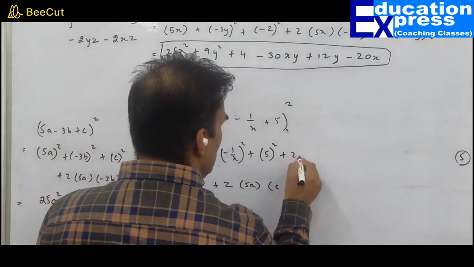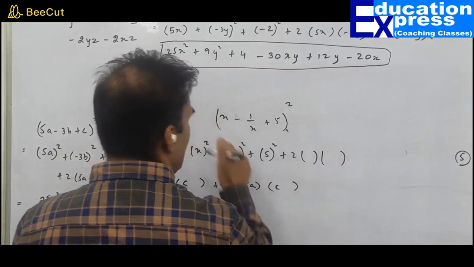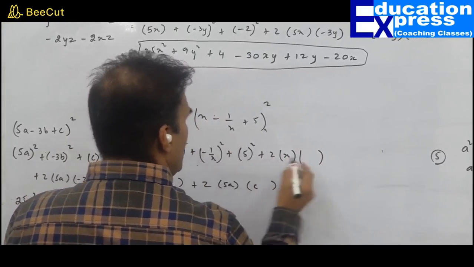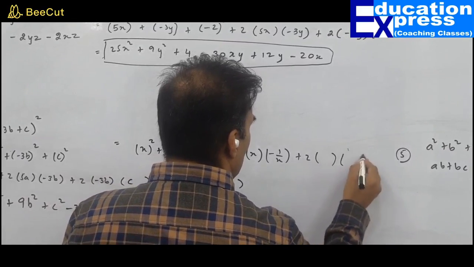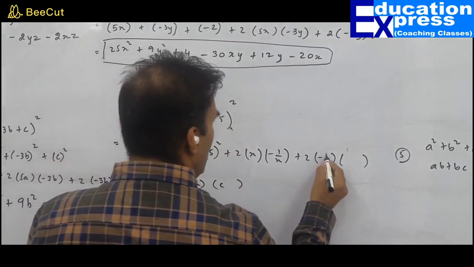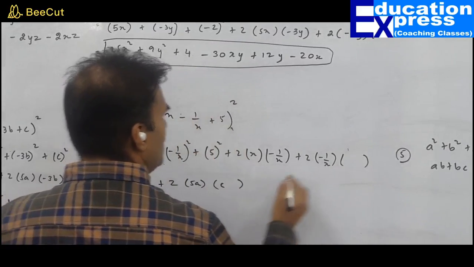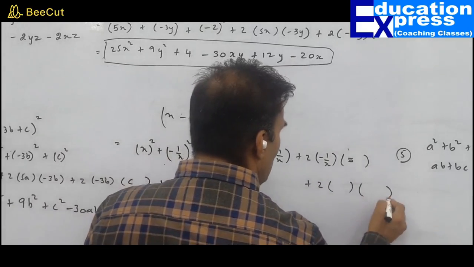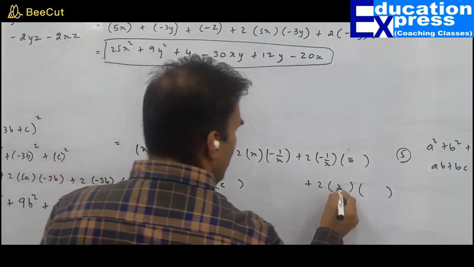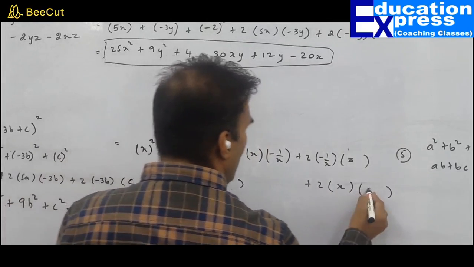After that, plus 2 into a into b. What is there? a is x, b is minus 1 upon x. After that, plus 2 into b into c. What do you have in place of b? Minus 1 upon x. And what do you have in place of c? 5. Plus 2 into a into c. In place of a you have x, in place of c you have 5.